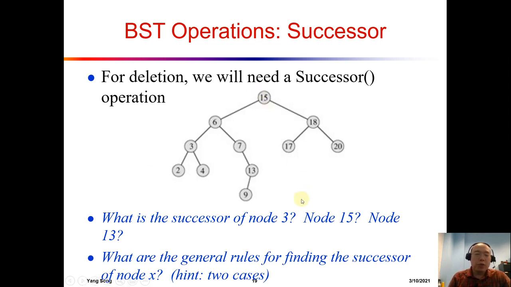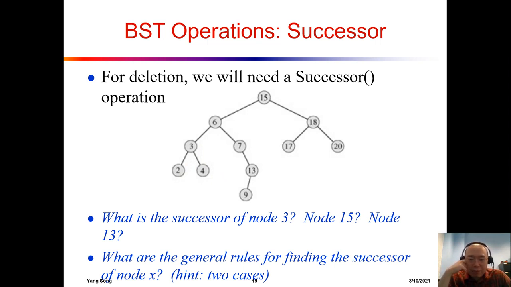Okay, so using this idea, what is the successor of node 3? So after you finish visiting the 3, what is the next node you are going to visit? That will be 4. Why? Because after we visit 3, we are going to visit the right subtree of the 3, and then the first node and the only node we have on the right subtree of 3 will be 4. Okay, and then how about the successor of node 15?